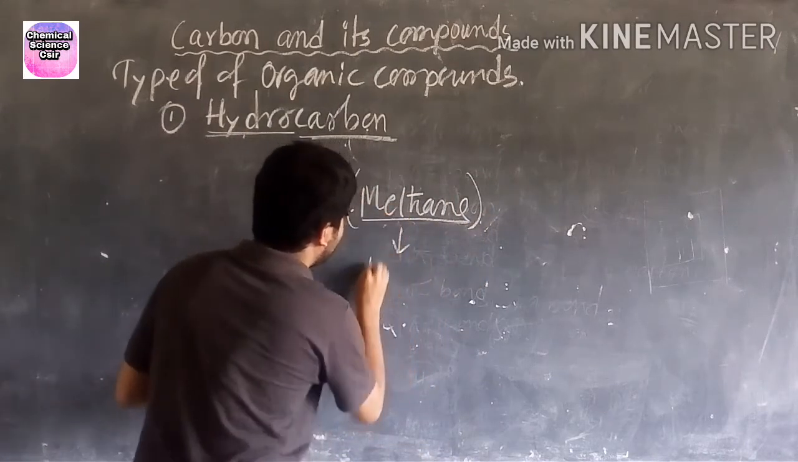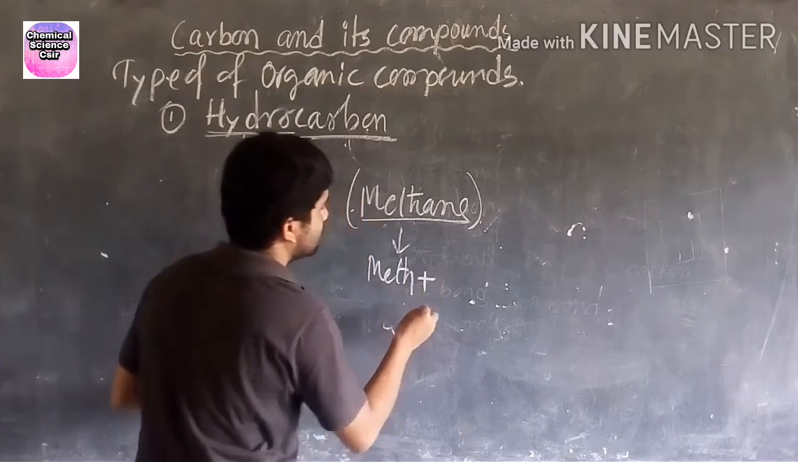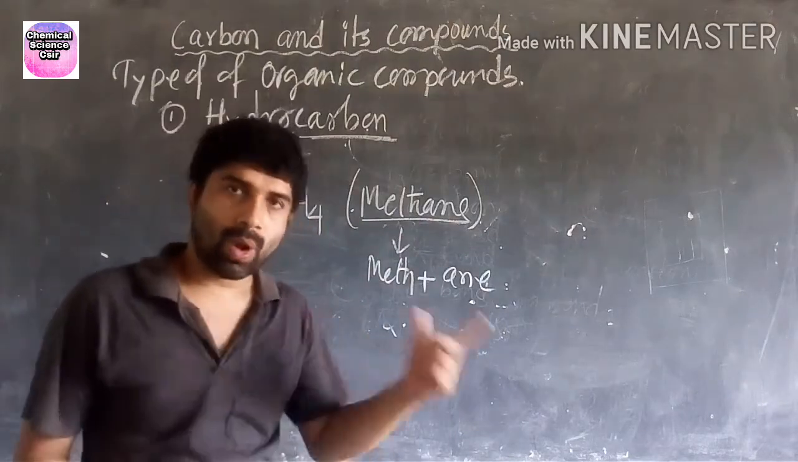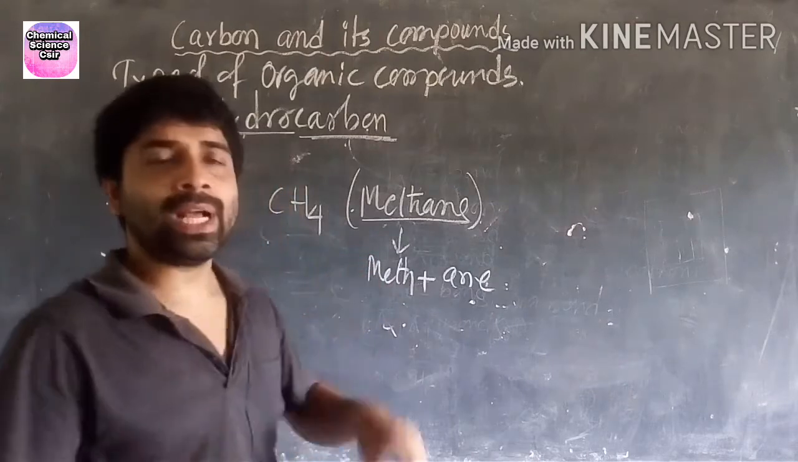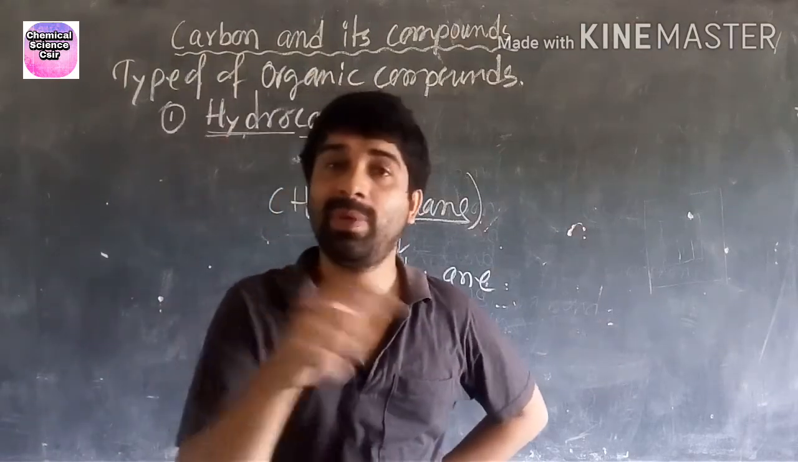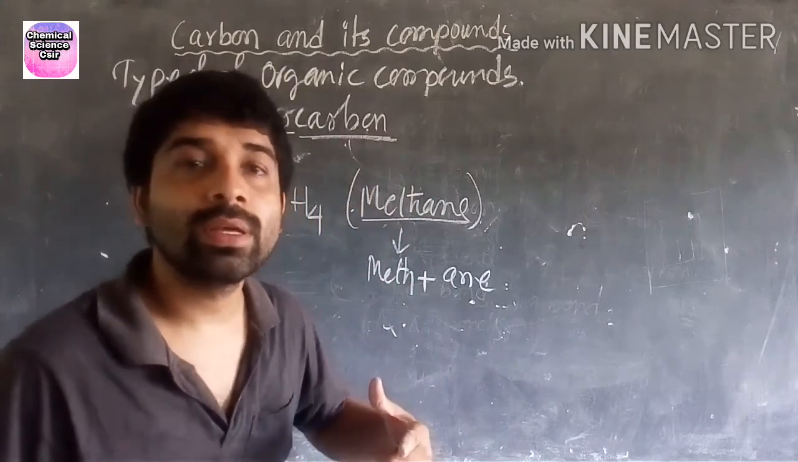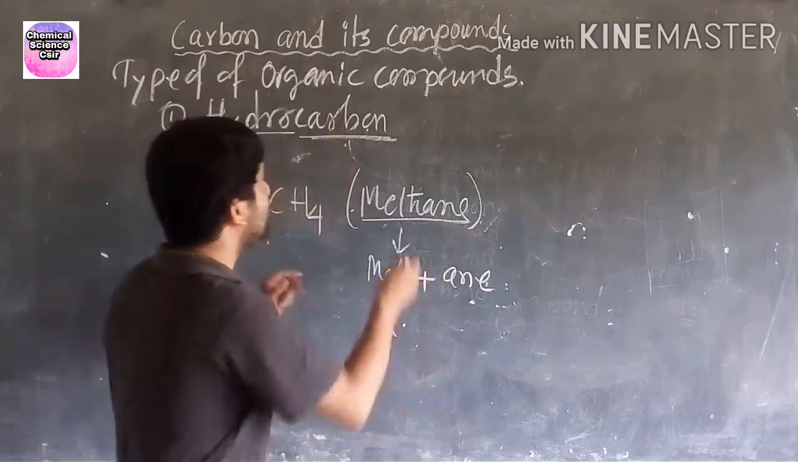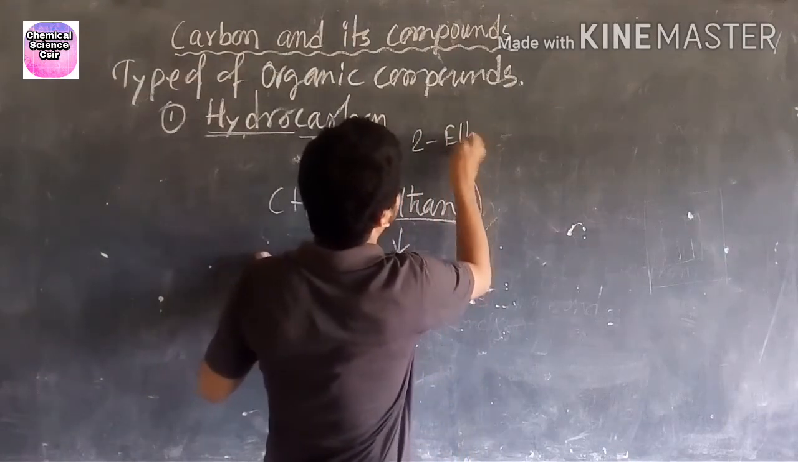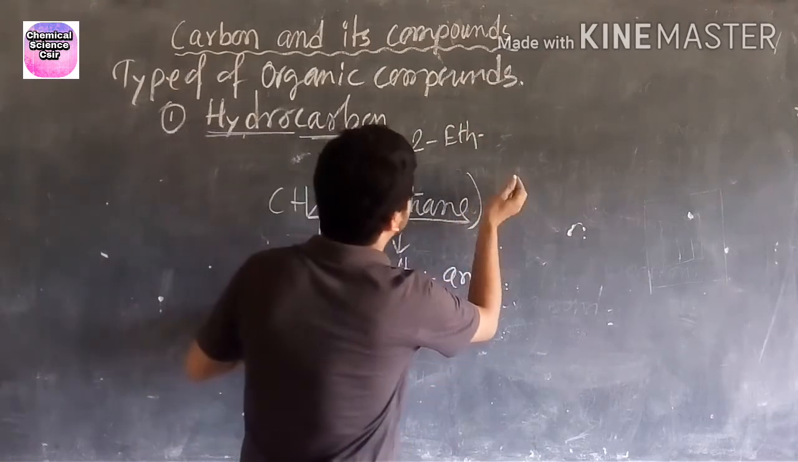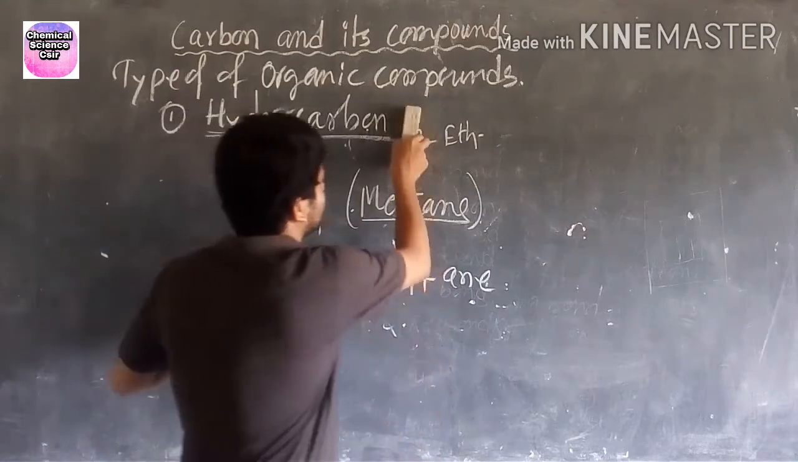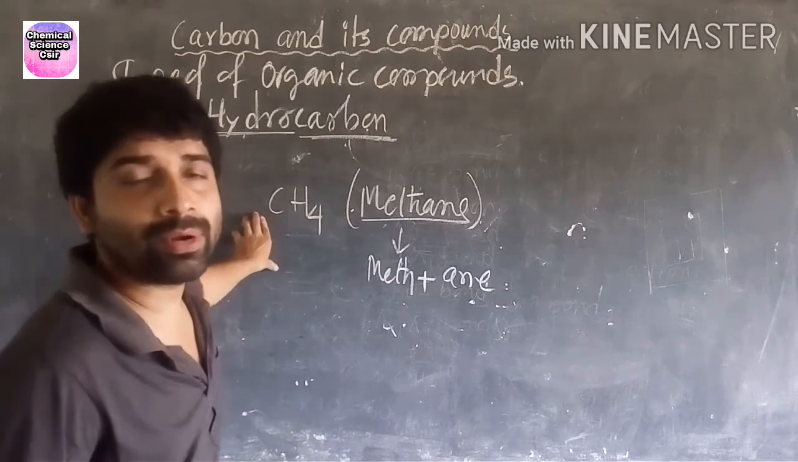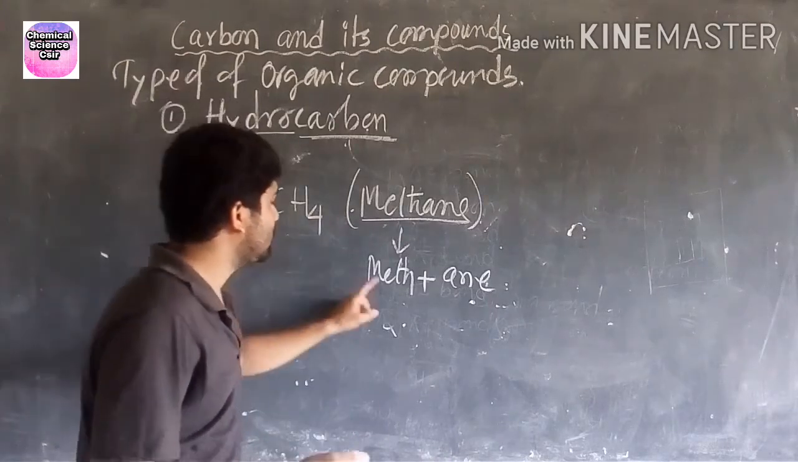How to split? See, meth plus n. Meth means 1. If in a compound only one carbon is present, then it is meth. If only 2 carbons are present, then it is eth. If 1 carbon, then meth. Let's discuss this one. In this compound, methane, how many carbons? 1 carbon. So this one is meth.